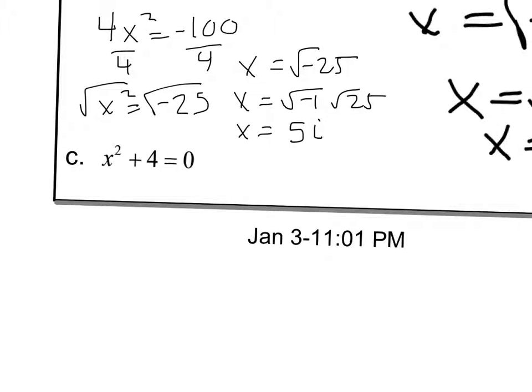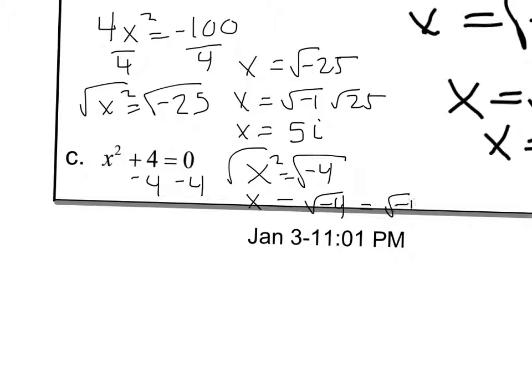Simplified. Last one. We're going to subtract 4 on both the left and the right. x squared equals negative 4. Square root both sides, x equals the square root of negative 4. We have to simplify that into the square root of negative 1 and the square root of 4, which becomes 2i for our answer.